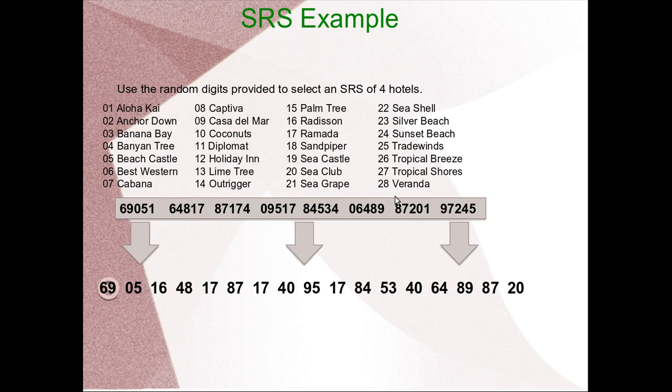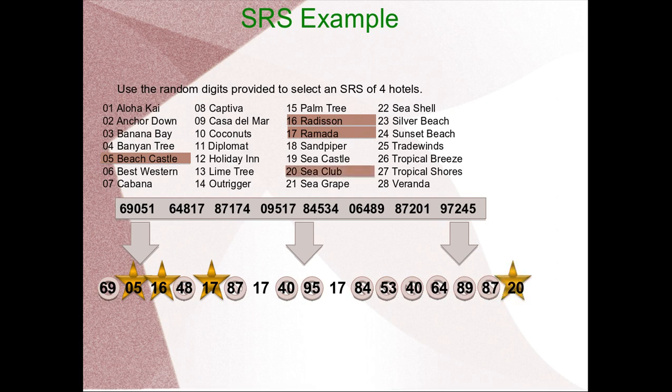So 69, there is no 69. It stops at 28, so that doesn't count. Then I go to 05. So Beach Castle. I sample Beach Castle. 16, I sample the Radisson. 48 is not on the list. 17 means I sample the Ramada. 87 is not on the list. 17 was already used. In fact, all of these numbers are off the list or are duplicates until I get to 20. So that means I'm going to sample C Club. So this is using a random number table to sample 4 hotels out of 28.